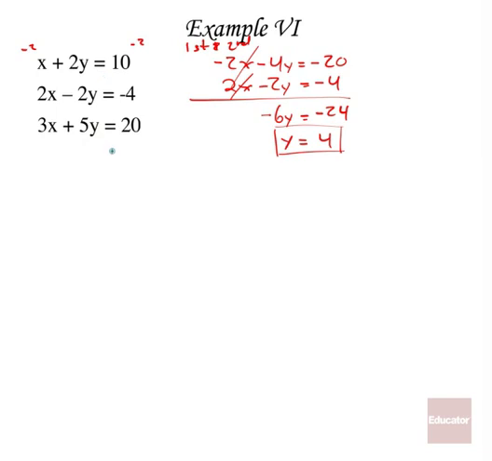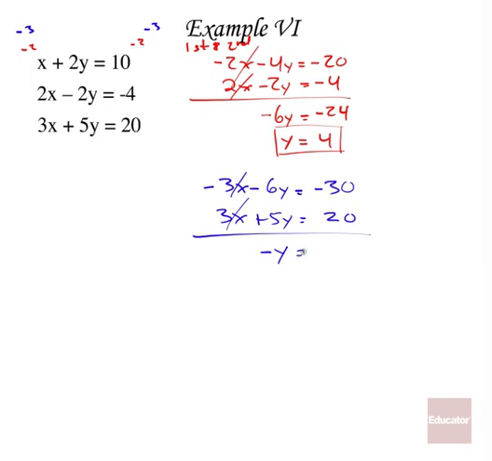Now we'll take care of the first and third equation. This time let's multiply again by negative 3. Let me do this one in blue. The first equation becomes minus 3x minus 6y equals minus 30. And this one becomes 3x plus 5y equals 20. So now, when I do this, the x's cancel. I'm left with minus y equals minus 30 plus 20, which is minus 10. I get y equal to 10.